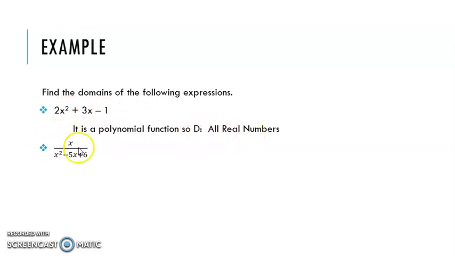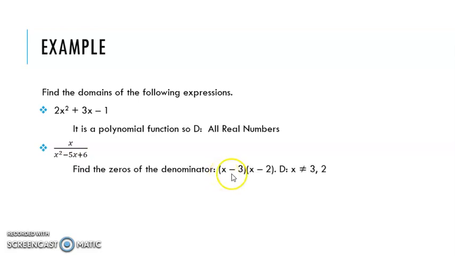Now, for the next expression I'm given, it's x over x squared minus 5x plus 6. Now, this top x can be any number. It can be a negative, it can be 0, and it can be a positive, it can be fractions, it can be decimals, but in the denominator, this expression is not allowed to equal 0. So what I'm going to do is factor it and find the zeros of that denominator, and that's what x cannot be. The factored form of that denominator is x minus 3 times x minus 2.